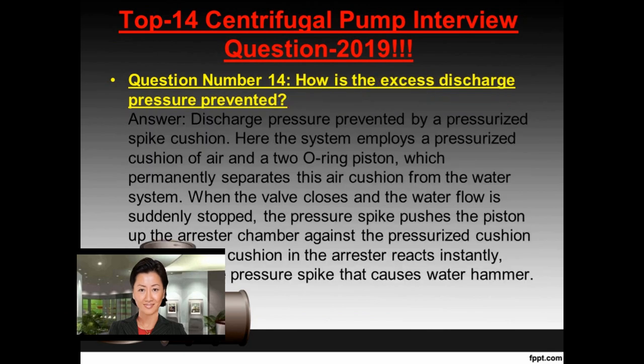Question number 14. How is excess discharge pressure prevented? Answer. Discharge pressure is prevented by a pressurized spike cushion. Here the system employs a pressurized cushion of air and a two-o-ring piston, which permanently separates this air cushion from the water system. When the valve closes and the water flow is suddenly stopped, the pressure spike pushes the piston up the arrestor chamber against the pressurized cushion of air. The air cushion and the arrestor react instantly, absorbing the pressure spike that causes water hammer.